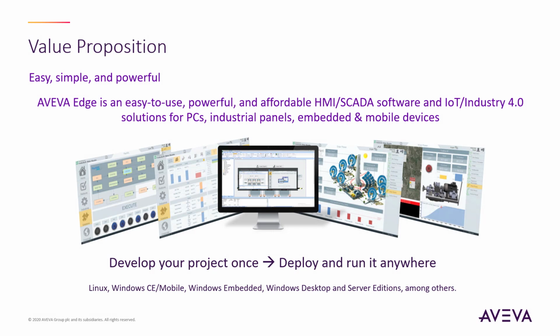And so what is AVEVA Edge? Well, it's an easy to use yet still very powerful, flexible, and affordable HMI and SCADA software for Industry 4.0, Industrial Internet of Things, basically solutions for industrial PCs, embedded devices, mobile devices. And one of the big features of the product is you can develop your project once and deploy and run it on many different operating systems. This gives you the flexibility to have different price points and different size options and resolutions for your customers' choices.